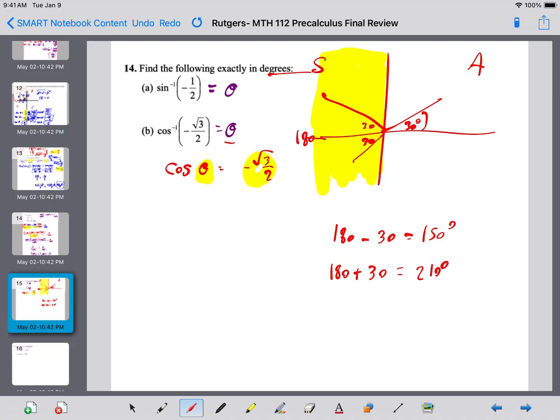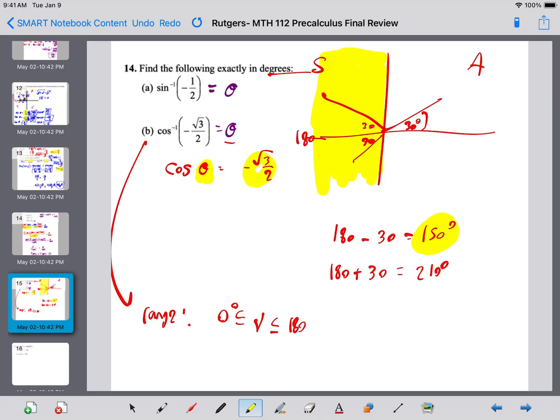Now for the inverse of cosine, your domain is -1 to 1. Your range is 0 to pi. So the range would be 0 degrees to 180. So which of these is in 0 to 180? 150. I would recommend just verifying that in your calculator. Do the inverse of cosine, negative radical 3 divided by 2, and you get 150. Okay, much smoother than the first part of this.